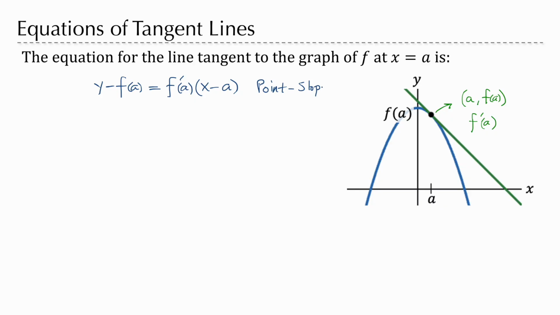Again, point-slope form is going to be the easiest way, but you're not having to do it that way. If you prefer slope-intercept or something else, that's fine. But this is the quick, easy way to do it because you just need the point and the derivative to give you the slope.